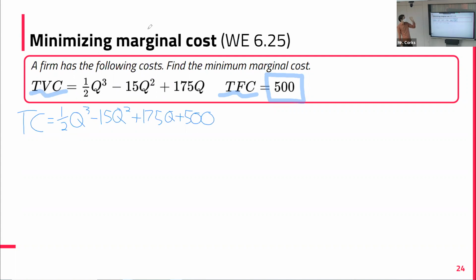We want minimum marginal cost. So for this function here, do we have a minimum cost? A minimum total cost. Okay, so all right, let's try that. Let's see if we can actually find a minimum here.